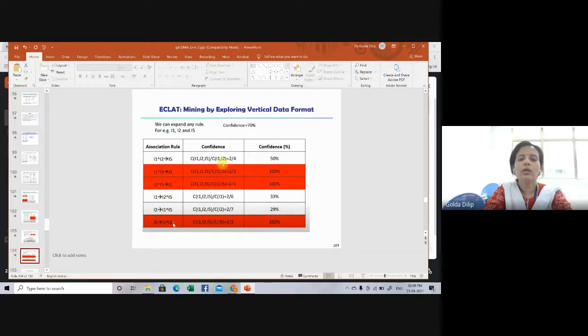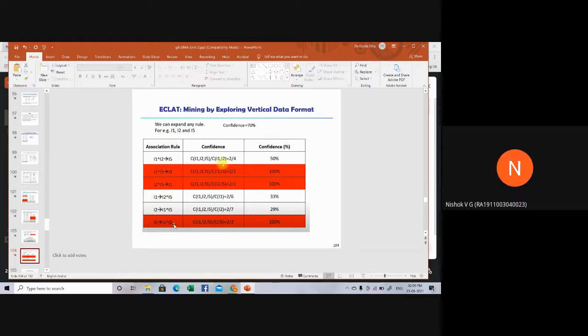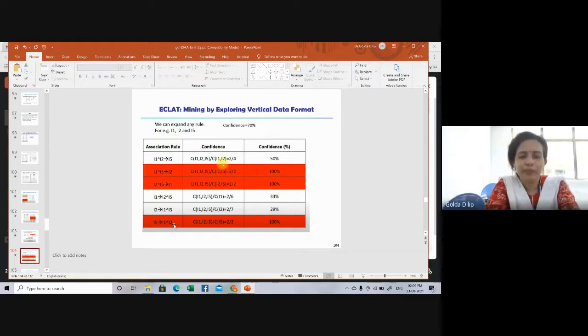What does the sixth rule tell you? When I1 and I2 are bought, definitely I5 is also bought. Or when I5 is bought, I1 and I2 are bought in combination. So that's what it tells you. Are you all following, listening, or sleeping? Following. Yes, ma'am. Listening. Okay, fine.